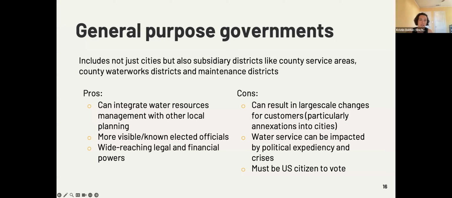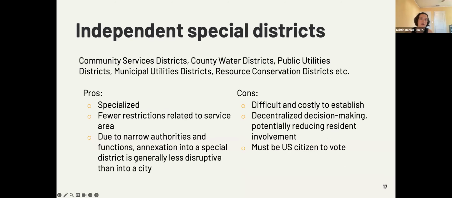But there are also cons to consolidating into general purpose governments. These can result in large-scale changes for customers, as we've already talked about, particularly annexations into cities. Water service can also be impacted by political expediency and crises, right? We're wrapping our water planning, which has benefits, in with other politics, but that can also have downsides. And like all of our local governments, residents can only vote in those elections if they're US citizens.